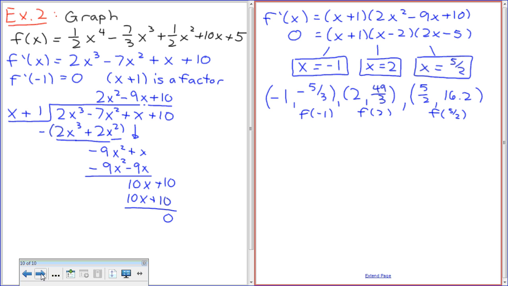So for f double prime of x, I get 6x squared minus 14x. Is that right? Yeah. Plus 1? Yeah. Okay. Now, I have to solve this.